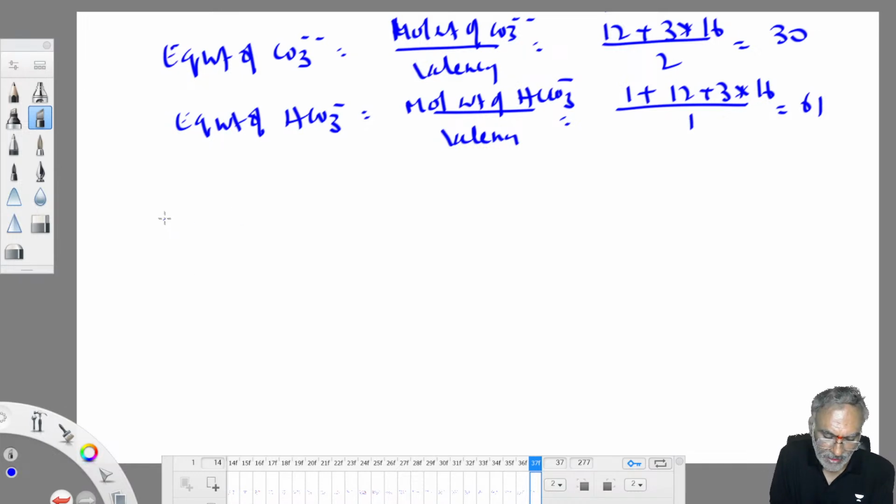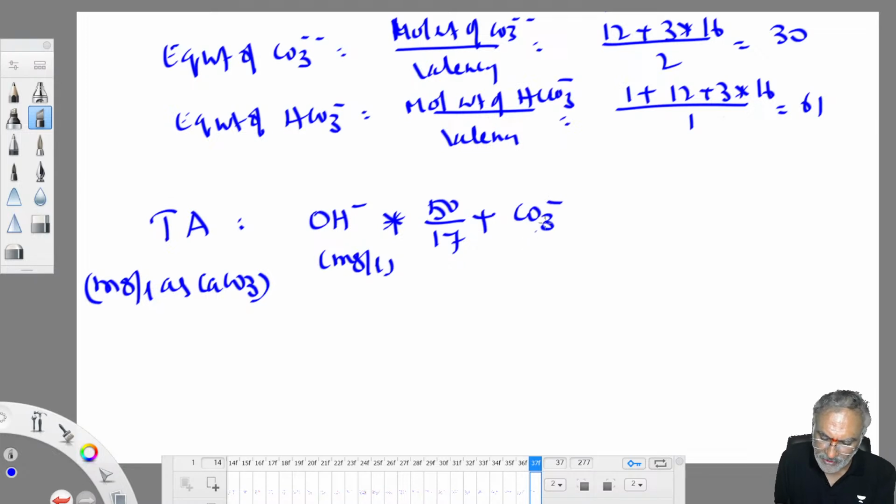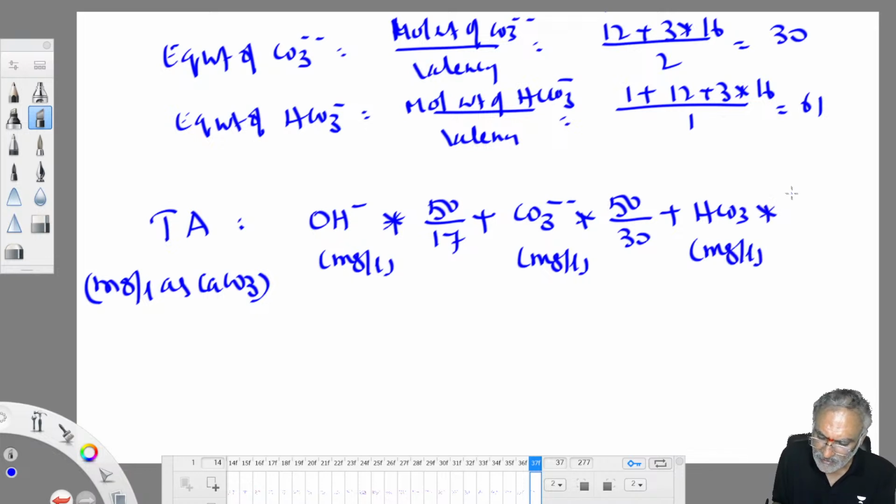So finally, total alkalinity in milligram per liter as CaCO3 reduces to a simple form. If OH minus ions are given in milligram per liter, this is to be multiplied by 50 by 17. Carbonates also given in milligram per liter, this is to be multiplied with 50 by 30. Bicarbonates also given in milligram per liter, this is to be multiplied with 50 by 61. That's how we can get it.